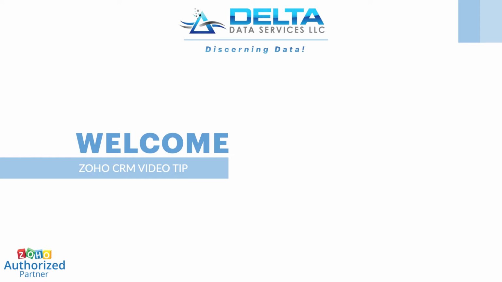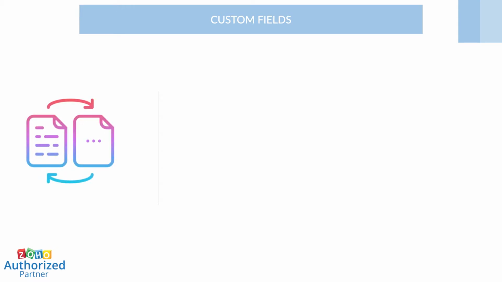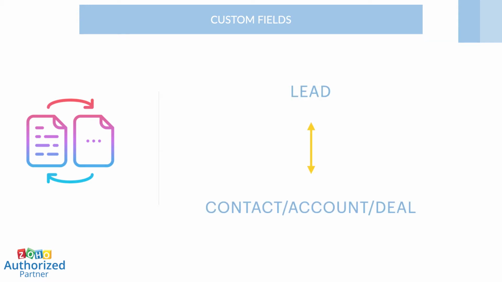In this video, I am going to explain how admins can unlock the full potential of ZOHO CRM using custom fields. Custom fields are a great way to capture information relevant to the business needs. You can add custom fields to all modules and custom modules in ZOHO CRM. These fields can be set up to flow across modules as well. For example, a field that you create for leads would also appear in contacts, accounts, and deals after conversion.